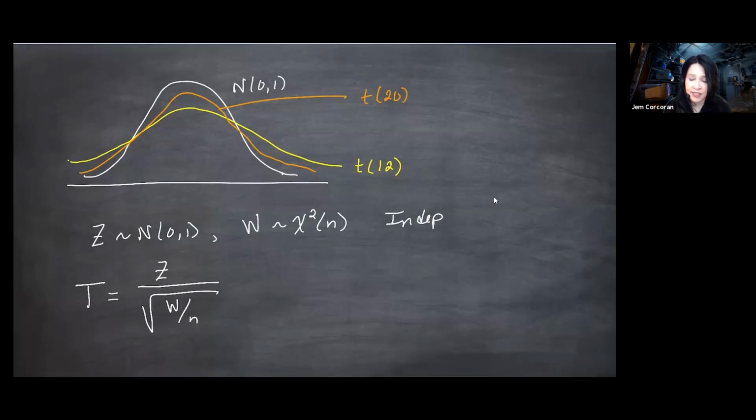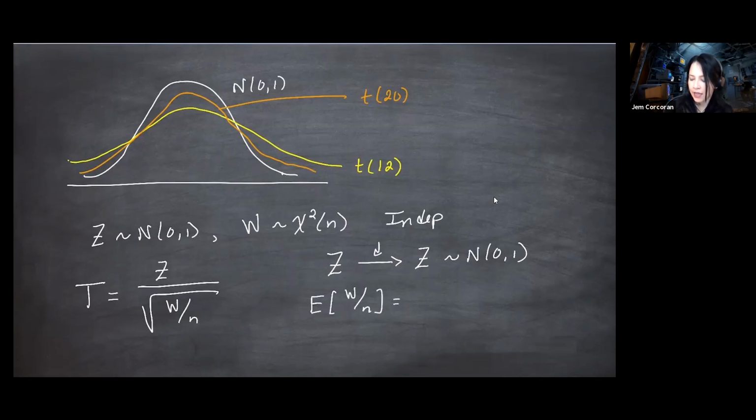And so I'm going to use Slutsky's theorem to say that the Z's are converging to Z, like nothing's changing, which is normal 0, 1, and that's a convergence in distribution. It's a really boring sequence. And I'm going to use that theorem to say that the expected value of W over n is 1 over n times the expected value of W. We saw that a chi-squared expected value is the same as the degrees of freedom. If you don't remember that, just look up the gamma and figure it out.